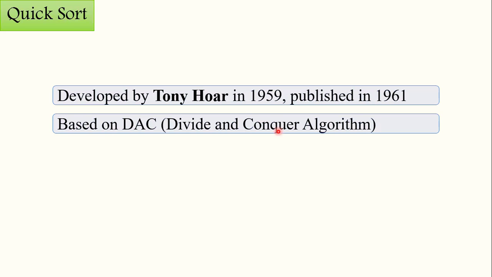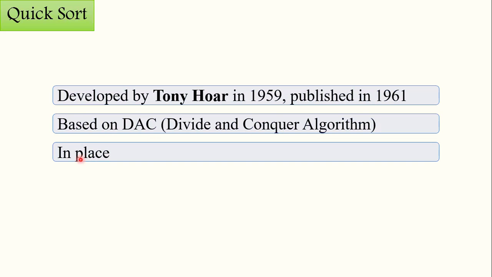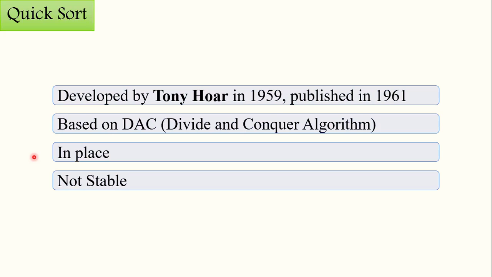The third point is very important about quicksort. Quicksort is in place because it does not require any extra space to store the elements. The final point is that quicksort is not stable. Why? Because quicksort does not maintain the order of same keys. That's why we can say quicksort is not stable.